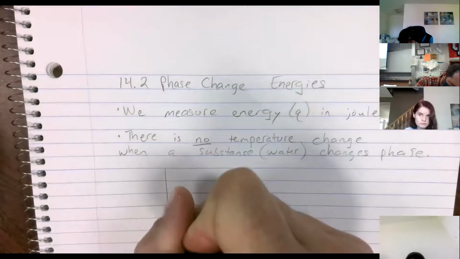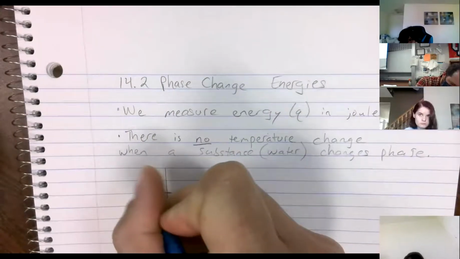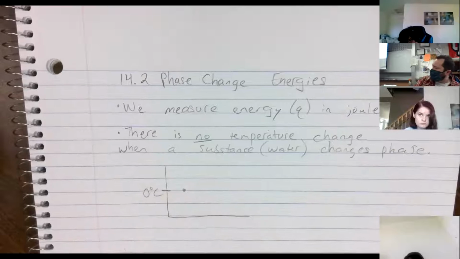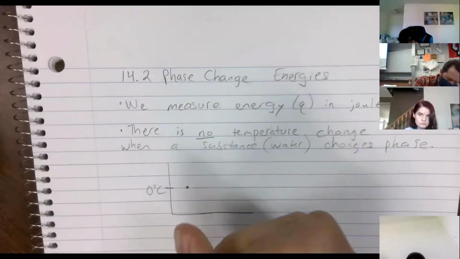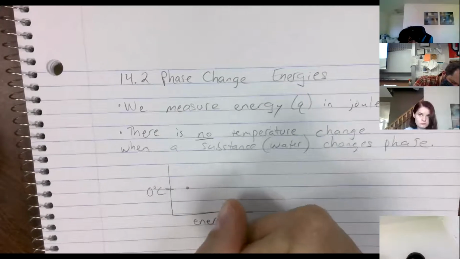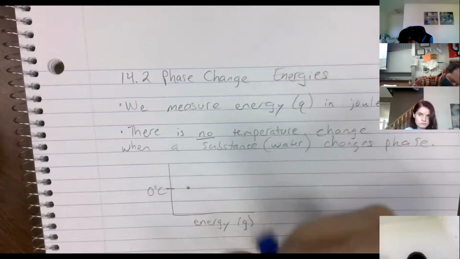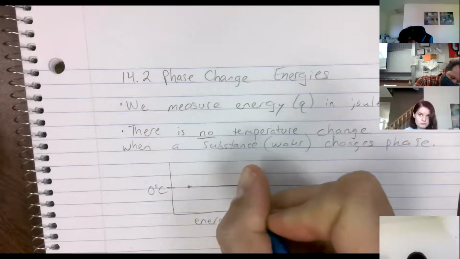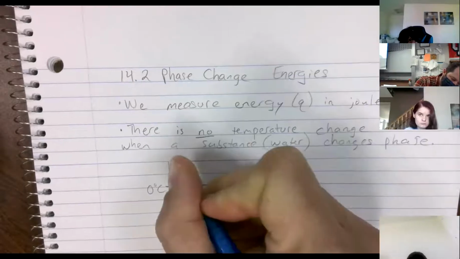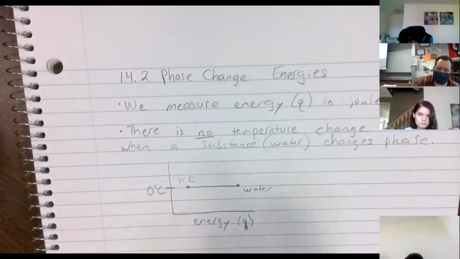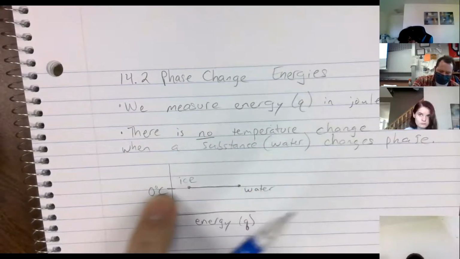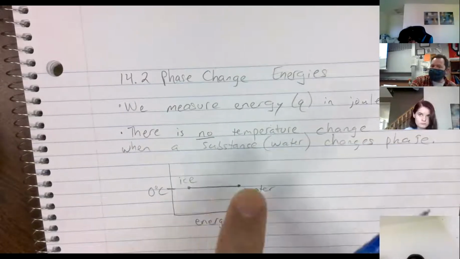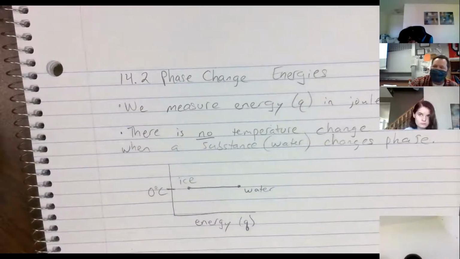So on a graph, ice melts at 0 degrees Celsius. And it just stays flat until you get water. So from ice to water, there is no temperature change. It's just a flat line. You can add energy. You're increasing the energy, but that temperature does not change until the ice is melted.